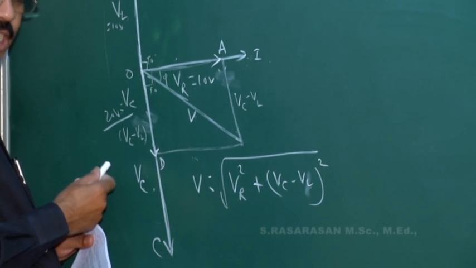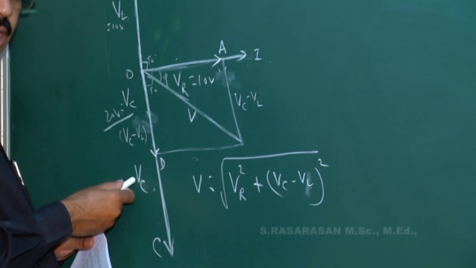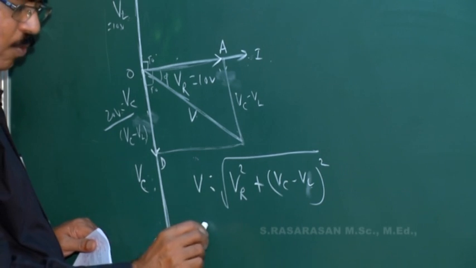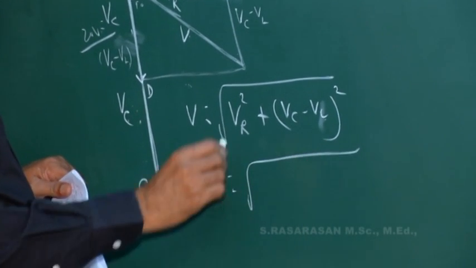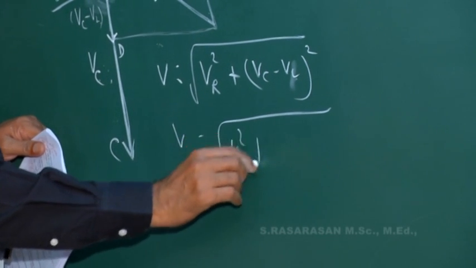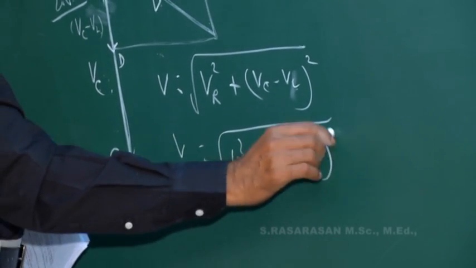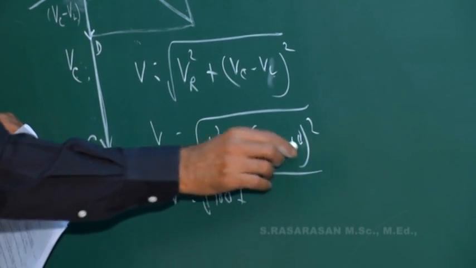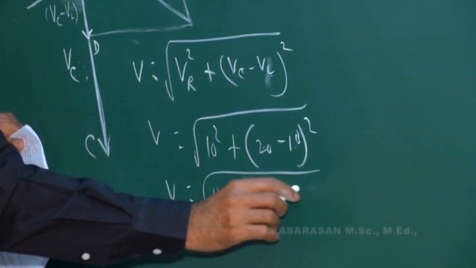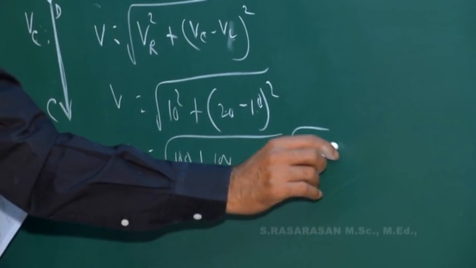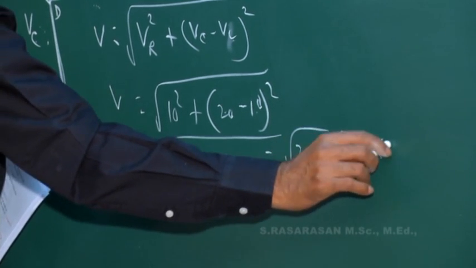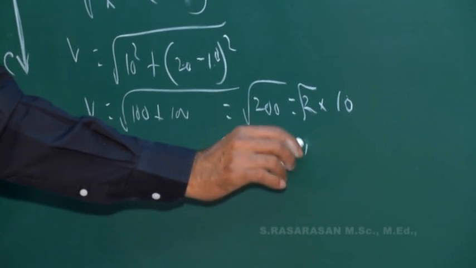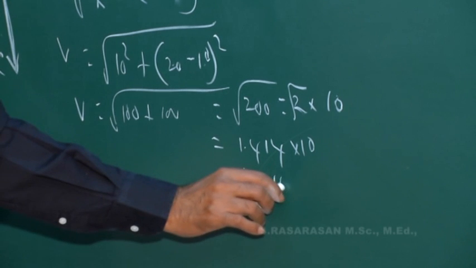Capacitance is dominating. That's why the voltage across the capacitor is 20 volt and voltage across the inductor is 10 volt. So V is equal to root of VR square, VR is nothing but 10, square plus VC is 20 minus 10 the whole square. So V is equal to root of 100 plus 10 square, 10 square is 100. So it is equal to root of 200, which is root 2 into 100, root 2 into 10. The value of root 2 is 1.414, into 10. So the answer is 14.14 volt.